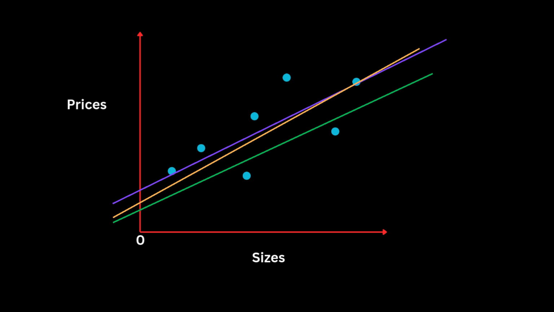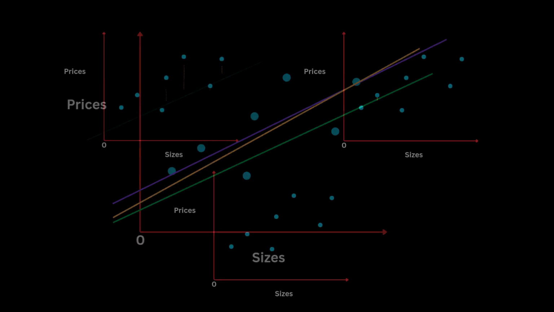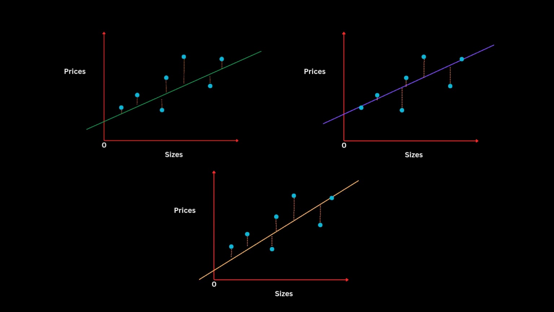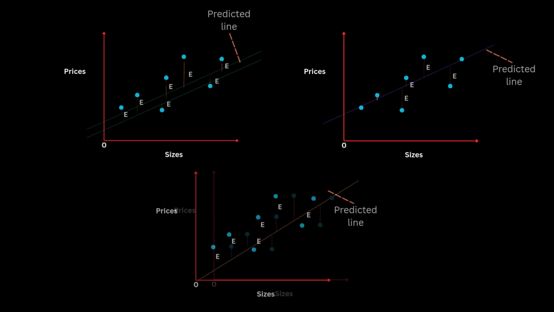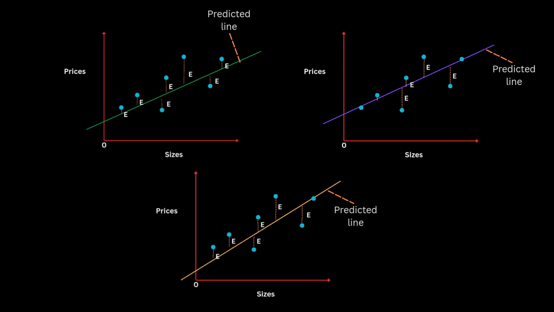To answer that, we need two things. First, a way to measure how far the line is from the data points. And second, a way to compare different lines and decide which one is better. That's where the real math begins. Next, we learn how to measure error, one point at a time. And once we can measure error, we can finally teach the model how to improve.